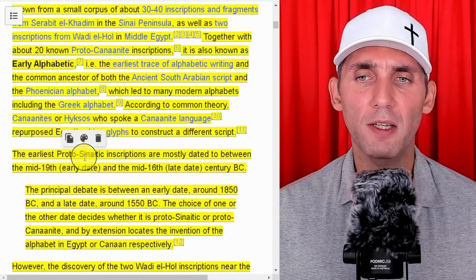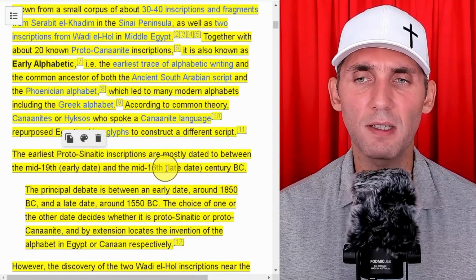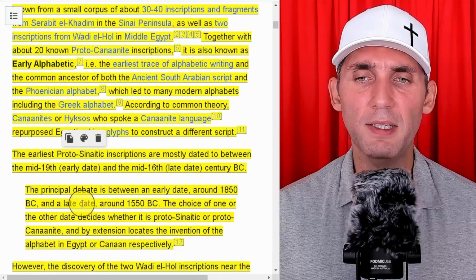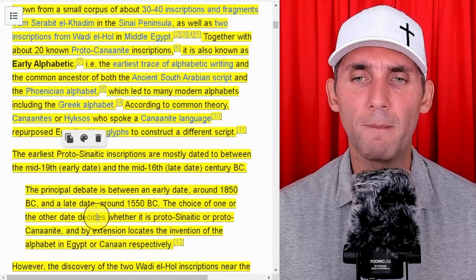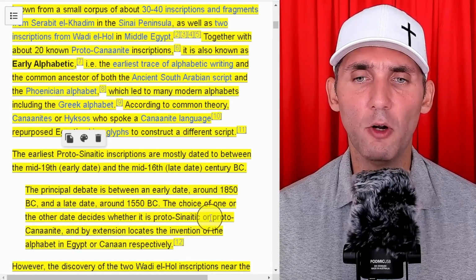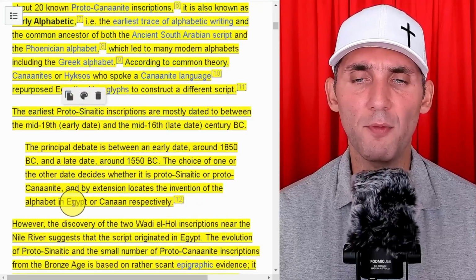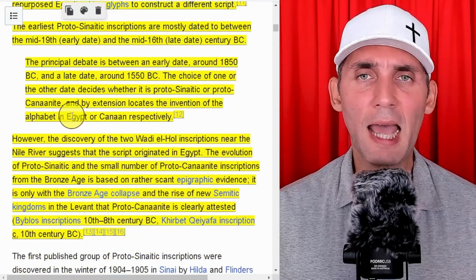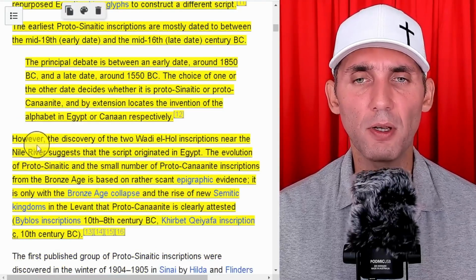The earliest Proto-Sinaitic inscriptions are mostly dated between the mid-19th century and the mid-16th century BC. The principal debate is between an early date around 1850 BC and a date around 1550 BC. The choice of one or the other dates decides whether it is Proto-Sinaitic or Proto-Canaanite, and by extension locates the invention of the alphabet in Egypt or Canaan, respectively. So who knows exactly how it happened, but we can trace these things pretty early on.